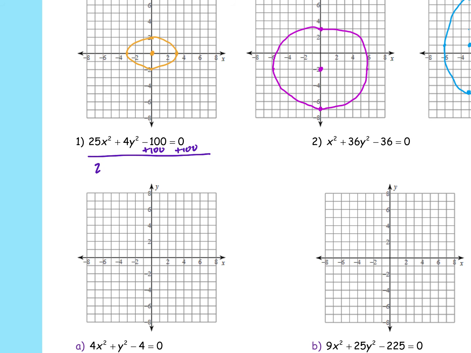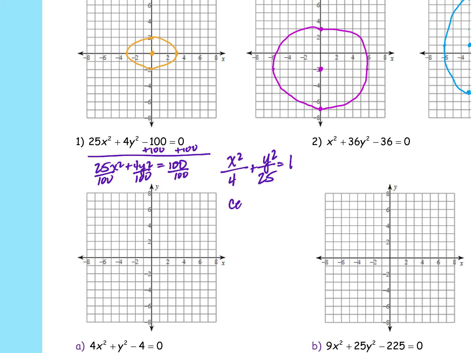Okay, so I get 25x squared plus 4y squared equals 100. But for an ellipse, it has to equal what? 1. So I'm going to divide everything by 100. Oh, okay, I can write it over here. And then I'm going to get, let's see, x squared divided by 4. 25 goes into 100 4 times. Plus y squared divided by 25 equals 1. I think that's correct.